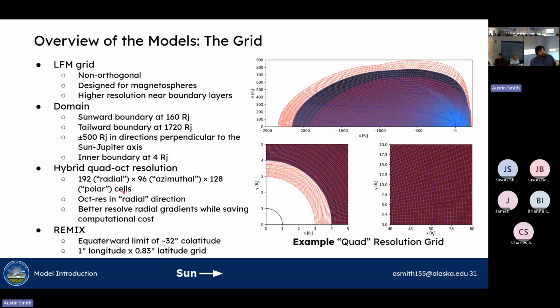And the REMIX grid is mainly focused on the polar cap in the polar region. It goes to a limit of 30 degrees co-latitude and it has a pretty nice resolution, but I haven't done a calculation. I don't know what 1 degree by 0.83 degree at Jupiter looks like. It might be, you know, the size of North America for each degree. But it's nice enough for what I'm doing now.